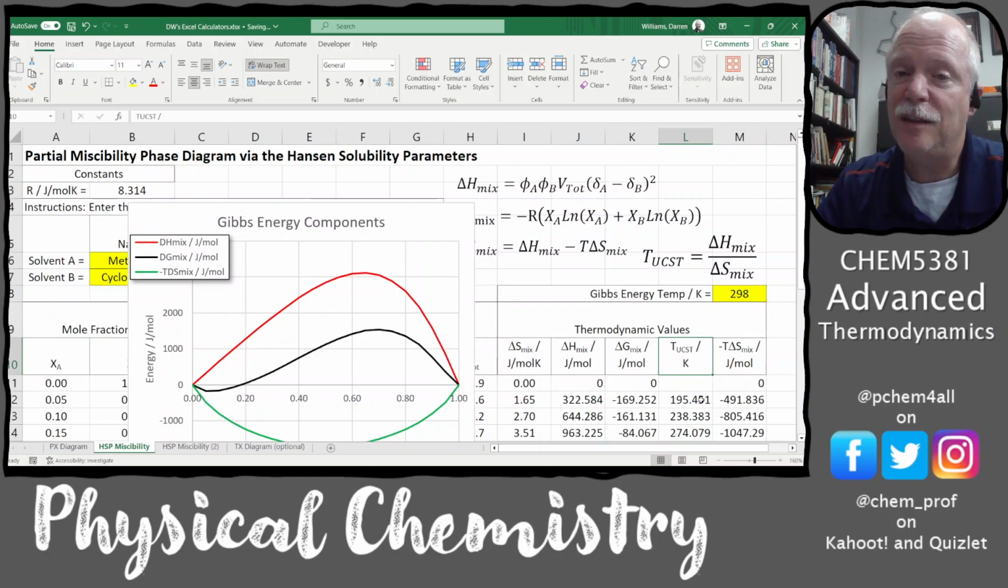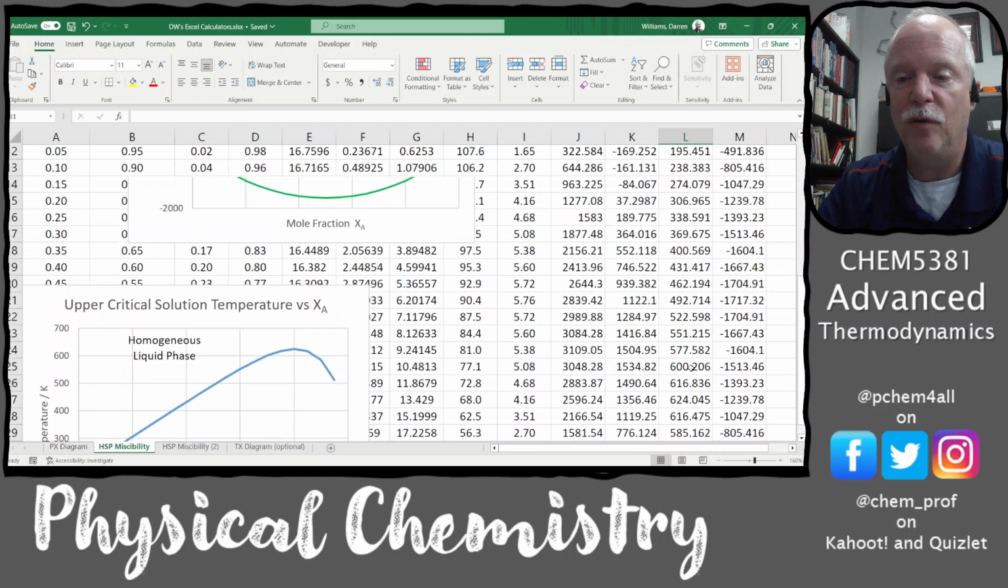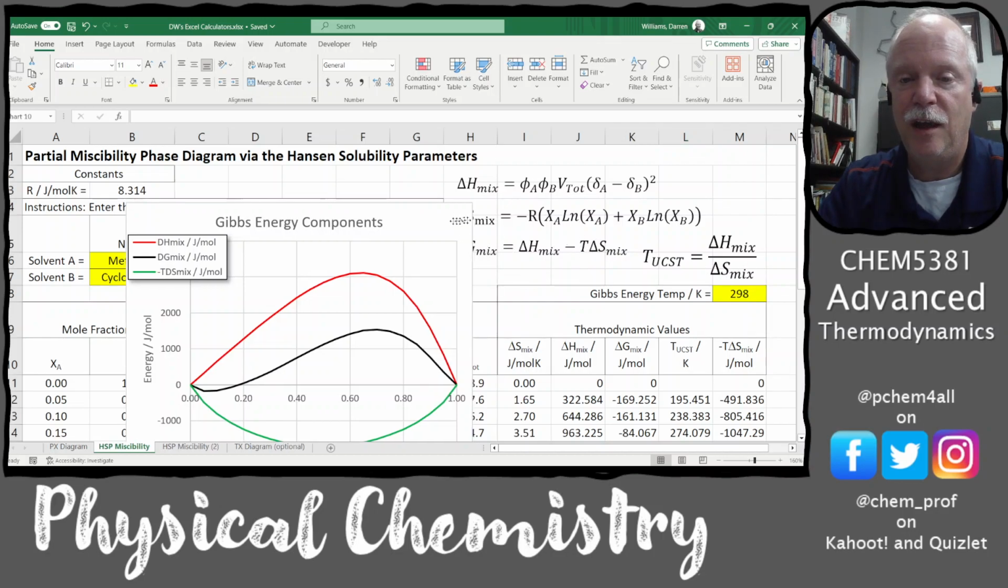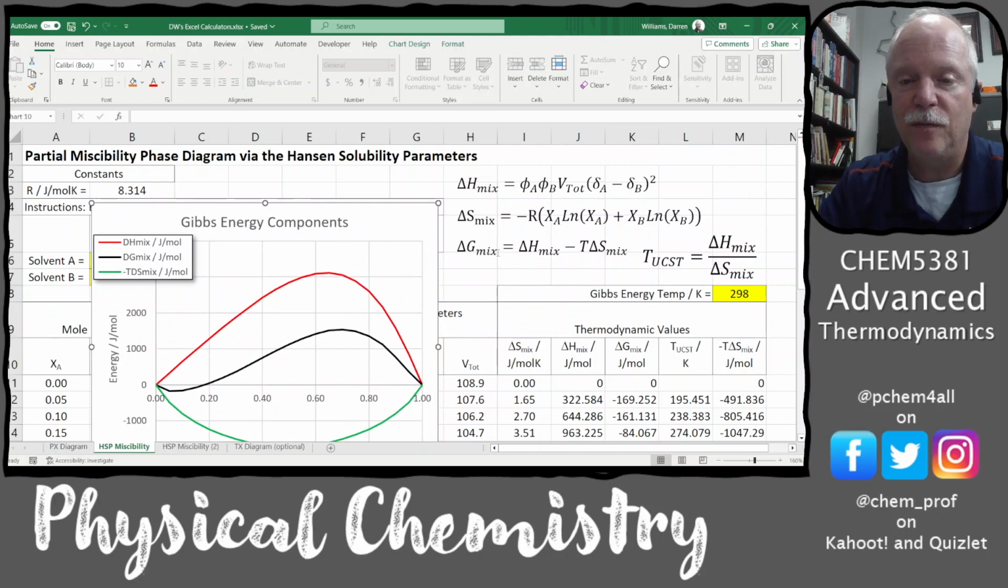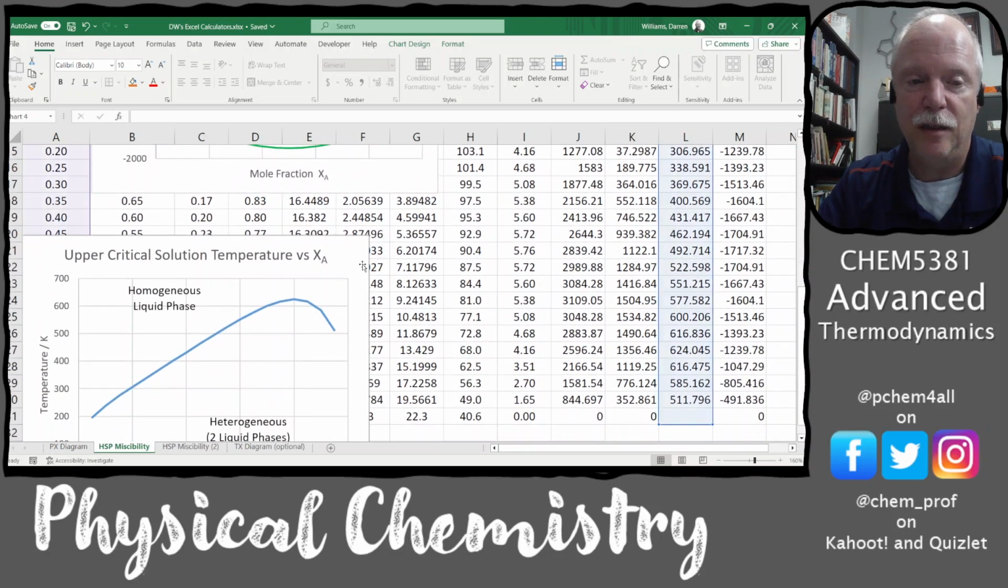Now again, it only applies to mixtures. It doesn't apply to the pure solvents. And so that's why I have not calculated it for 0 or 1 mole fraction. But this is just simply the delta H of mixing divided by the delta S. If you look at this Gibbs energy equation, if I set this equal to 0, then I can move this to the other side, and I can divide both sides by S, and I've solved for the temperature at which the Gibbs energy is 0 for every mixture. So here are my temperatures, and that's what this plot is.